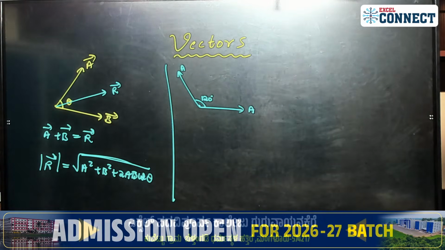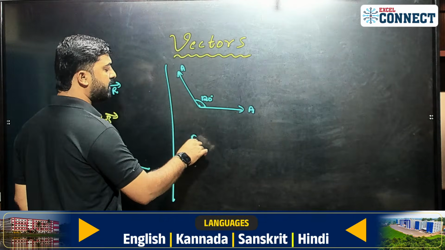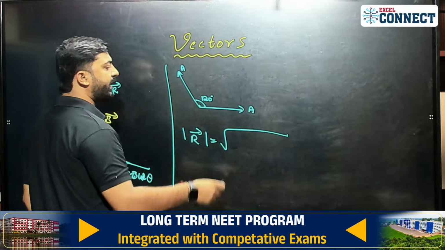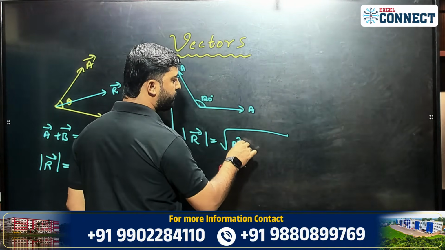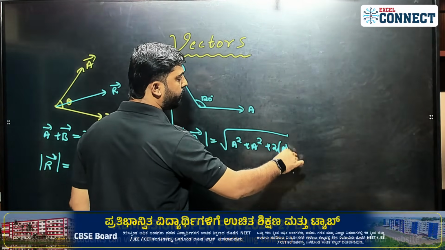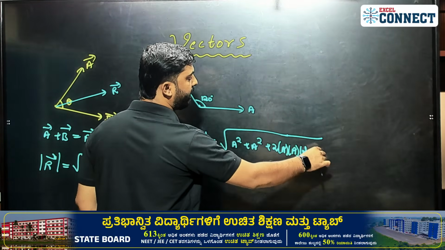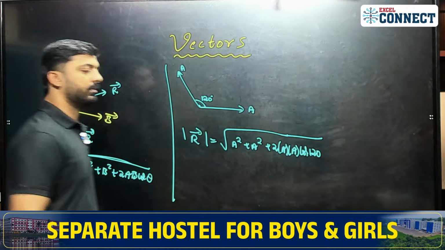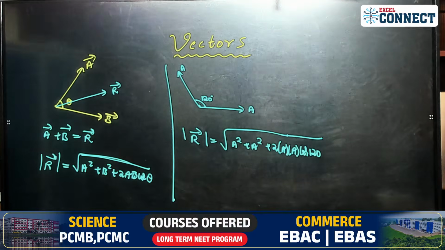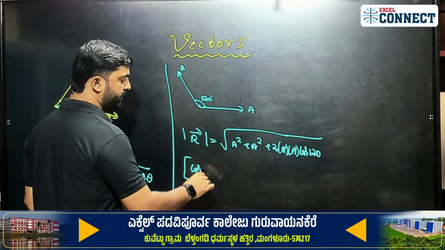Okay, so let us solve this. What will be the resultant? Resultant will be root of, both vectors have the same magnitude, so it will be a square plus a square plus 2 into a into a, this will be cos 120. So, what is the value of cos 120?